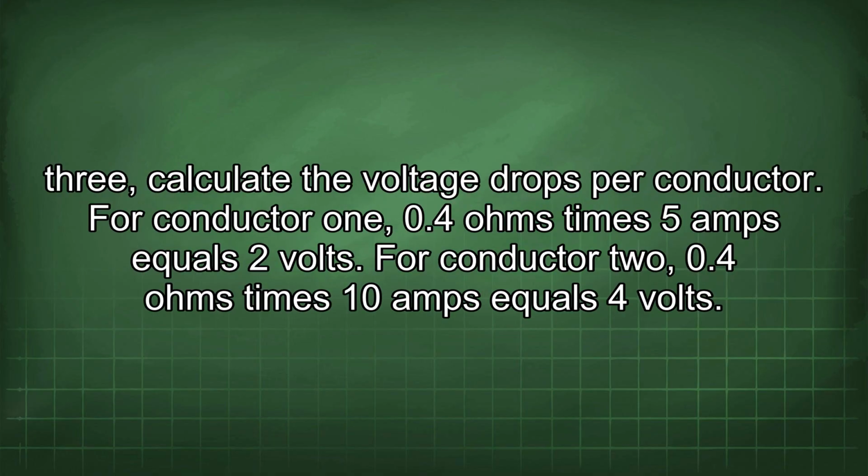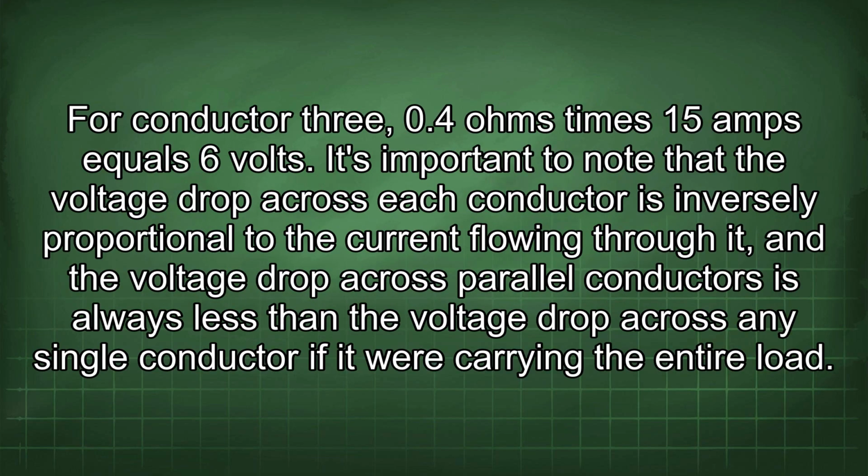3. Calculate the voltage drops per conductor. For conductor 1, 0.4 ohms times 5 amps equals 2 volts. For conductor 2, 0.4 ohms times 10 amps equals 4 volts. For conductor 3, 0.4 ohms times 15 amps equals 6 volts.